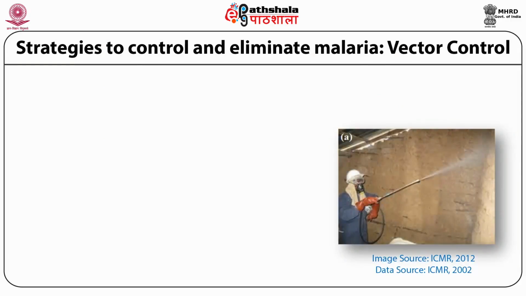The vector control strategies, according to ICMR, include various different ways. In India, malaria is transmitted by 9 vector species, of which Anopheles culicifacies and Anopheles fluviatilis are responsible for 60 to 70% and 50% of new malaria cases respectively.